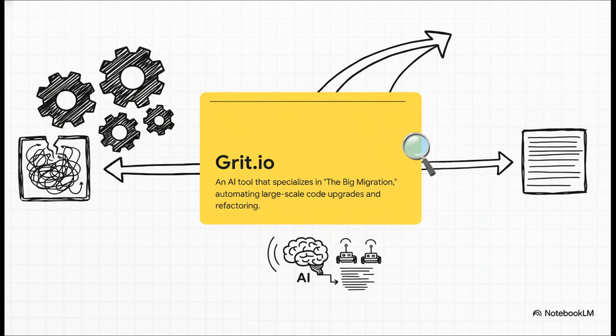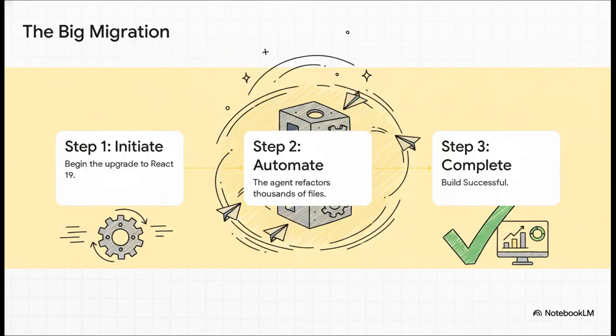Now, this tool specializes in what you might call the big migration. And you know exactly what I'm talking about, right? Those massive, super painful, company-wide upgrades that can literally stop all other work for months. Yeah, grit.io is built to automate that whole nightmare. And the payoff, it's just so satisfying.